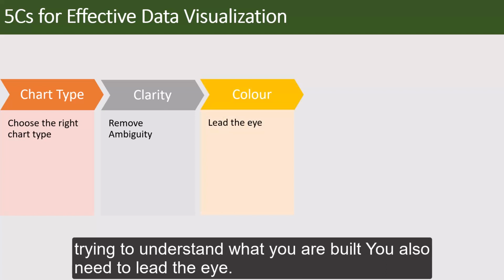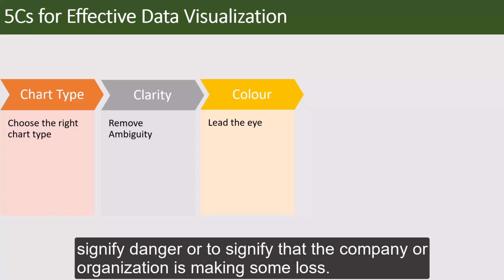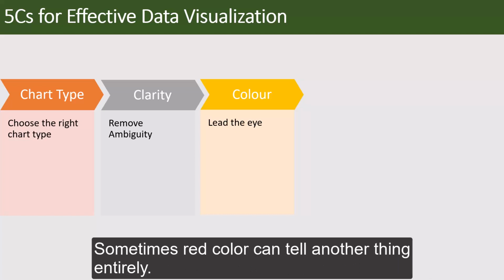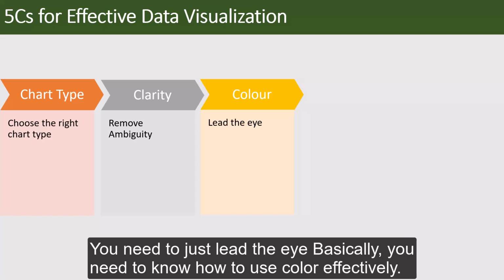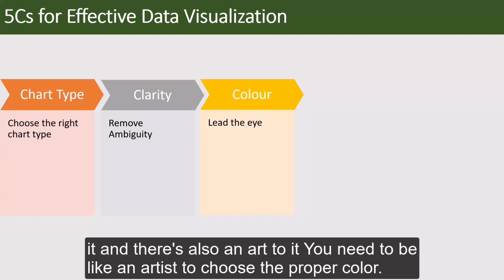You also need to lead the eye. You need to know how to use color effectively. Sometimes some people will use red color to signify danger or to signify that the company or organization is making some loss. Sometimes red color can tell another thing entirely. You need to just lead the eye, basically. You need to know how to use color effectively. And that is why I said data visualization is a science and an art. There is a science to it, and there's also an art to it. You need to be like an artist to choose the proper color.